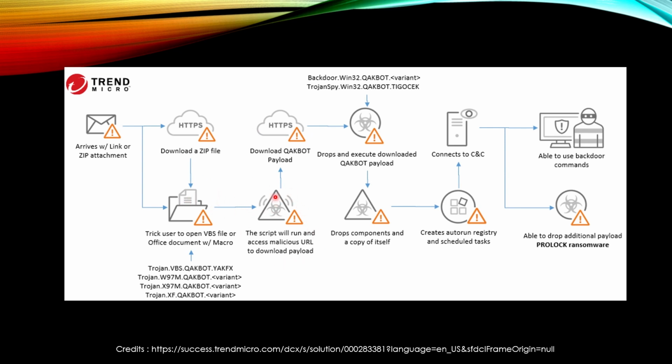Basically it is a kind of base64 code. It will try to execute that code, and it will have a malicious URL embedded inside it. It will try to connect to that URL and then download the Qbot payload. Up to here, this is the chain, and then from there it drops and executes the Qbot payload.